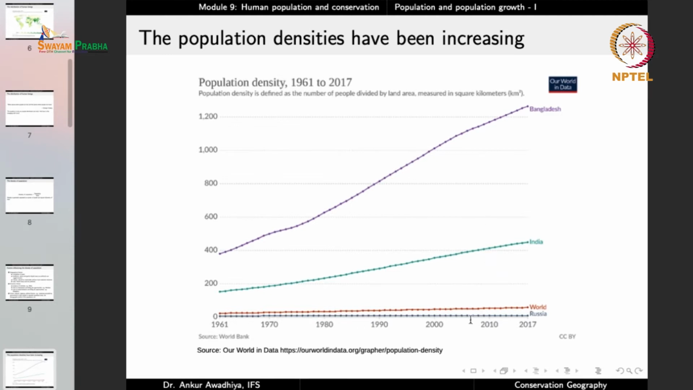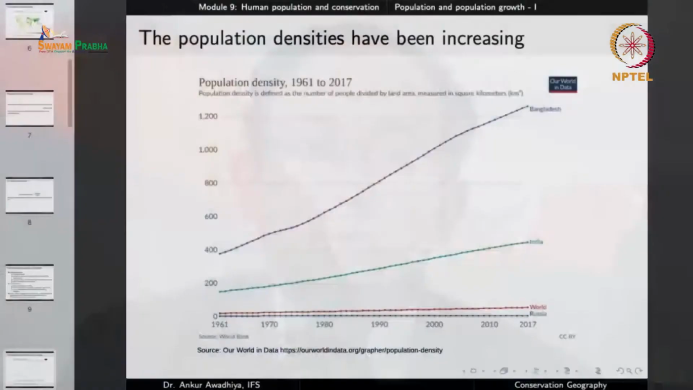And overall in the world as well, we'll find that the population density has been increasing because the human population is growing and the total world area remains the same. It is in certain countries like Russia that we have roughly zero, or in some cases even negative, population growth. But overall, if we see, the world population density of humans has been growing with time.